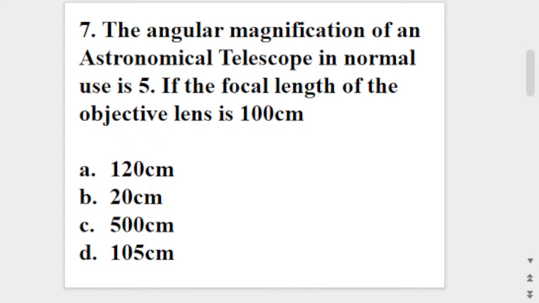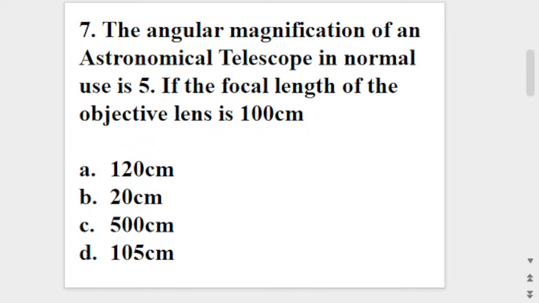Okay, it says the angular magnification of an astronomical telescope in normal use is 5. If the focal length of the objective lens is 100 centimeters, the question was asking what the length of that telescope will be. Sorry for that. The question should be the length of the telescope. So the question is: the angular magnification of an astronomical telescope in normal use is 5, and if the focal length of the objective lens is 100 centimeters, what is the length of the telescope?